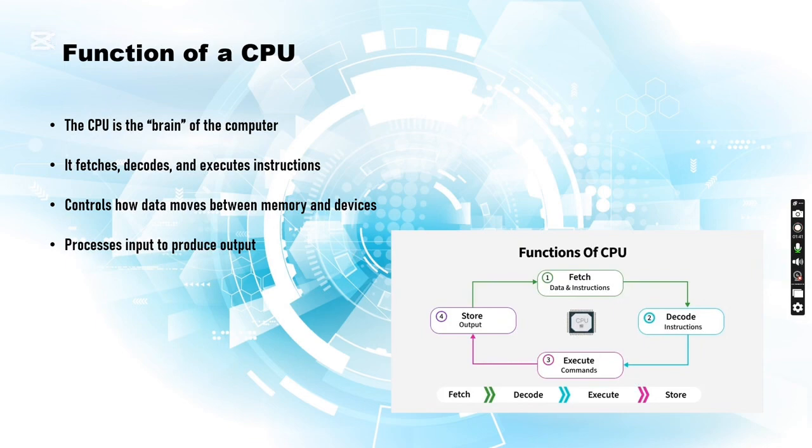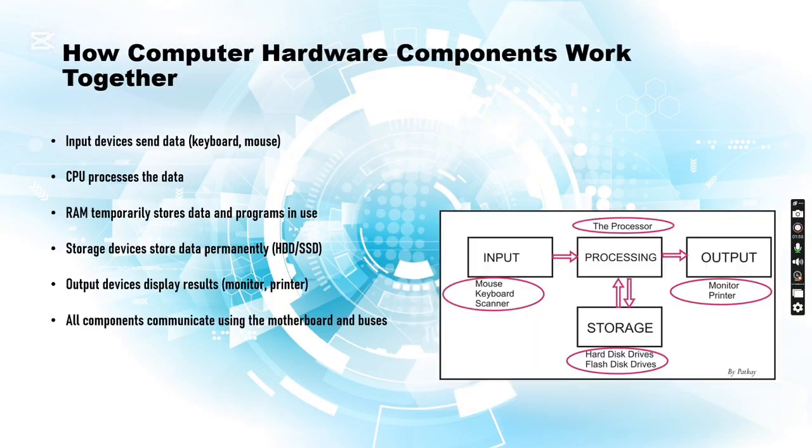Function of a CPU. The CPU is the brain of the computer. It fetches, decodes and executes instructions. Controls how data moves between memory and devices. Processes input to produce output.